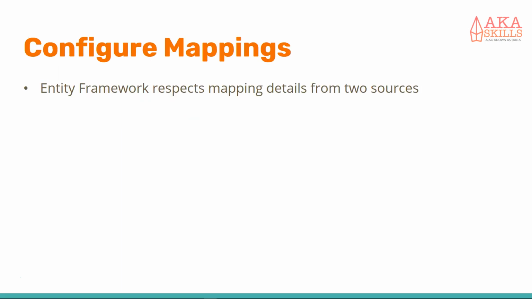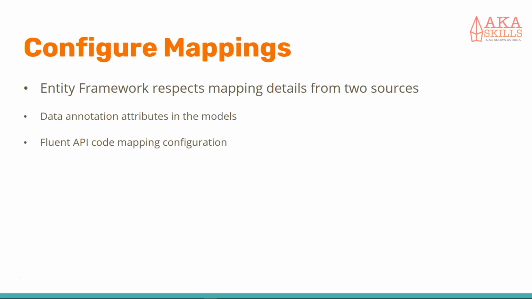So Entity Framework respects mapping details from two sources: data annotation attributes in the models, which can be reused for validation purposes, and Fluent API mapping configuration. We can do it by overriding the OnModelCreating method and by using custom configuration classes. So use one approach or the other. We cannot use both. Basically we can, but it's not good practice. So you need to decide if you want to use attributes or you want to use Fluent API.